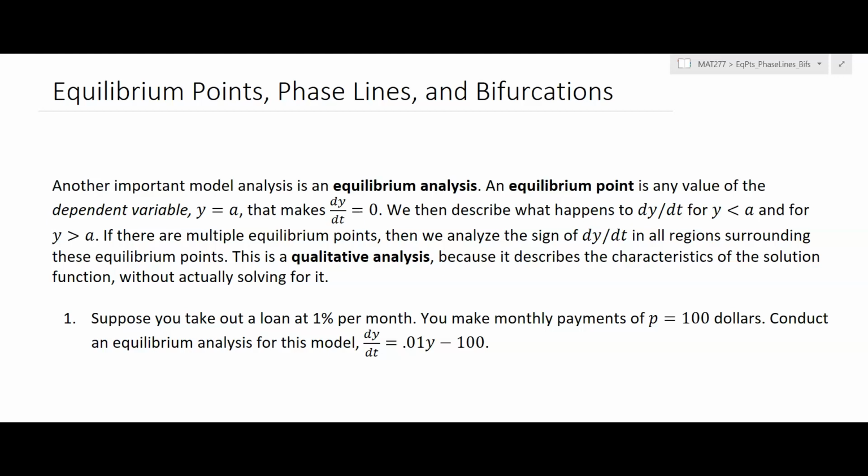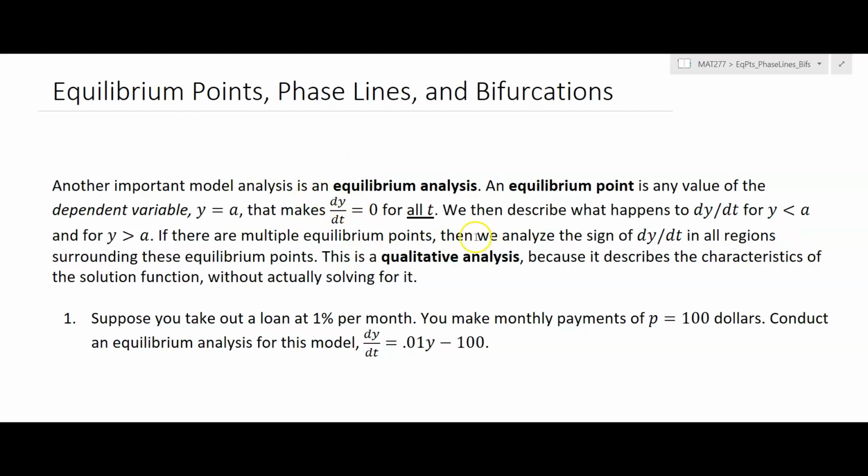So if you think about in context what this means, if dy dt is 0, then that indicates that there is no change in the dependent variable. So basically we are in an equilibrium state. So if you have a population in which dy dt equals 0, and we should say that this is the case for all t, that is for all time, it's a value of the dependent variable that makes the rate of change 0.